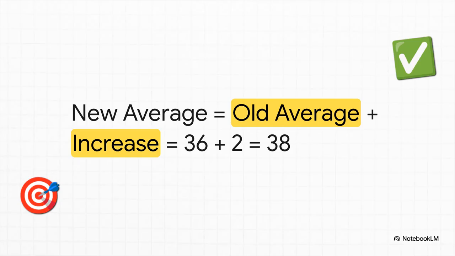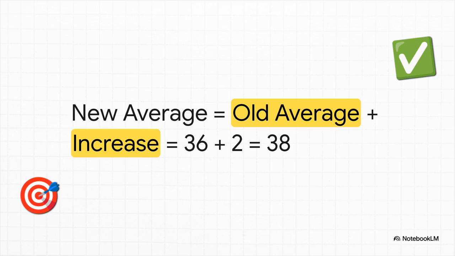So what's the actual impact of that surplus on each inning? Well, we take those 34 extra runs and divide them by the 17 total innings. And that tells us that every single inning gets an effective boost of 2 runs. And that's it. We just add that little increase to the old average. His old average was 36, we add the boost of 2, and we get 38.